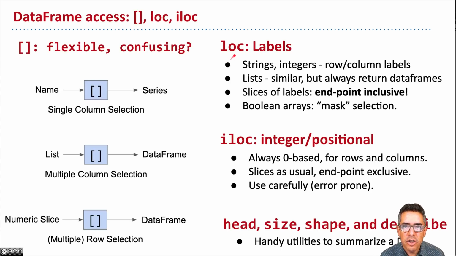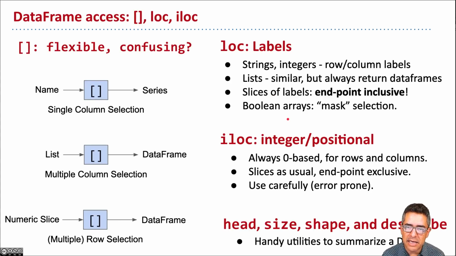Data frames offer two other methods for accessing them, and we'll focus mostly on the loc object, because the loc object is very explicit about treating everything you pass it as a label. So strings and integers are treated as row and column labels. You can always pass them lists of these things. And you can actually use slices of labels, which is very useful. But one thing to keep in mind is that this is the one place in Python where a slice is used to represent something from the beginning to the end, including both endpoints. In general, in Python, slices do not include the endpoint. Slices of labels in Pandas do.